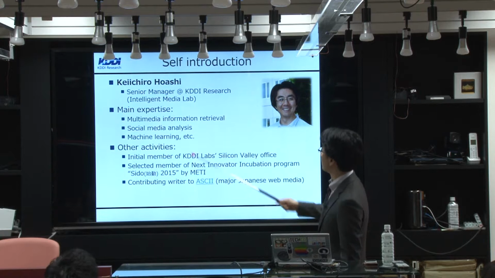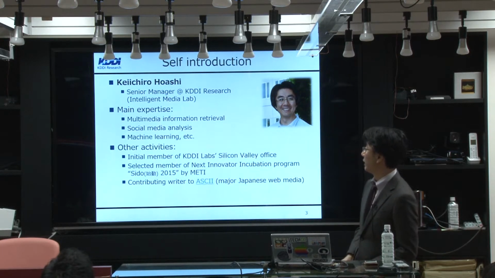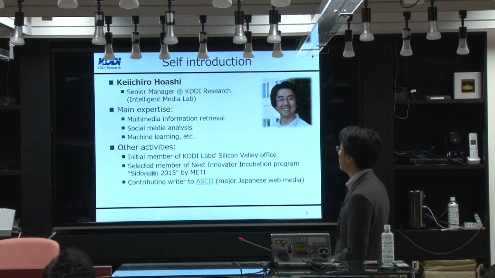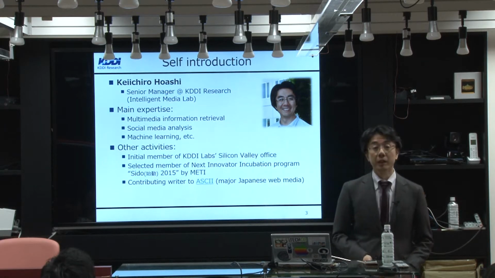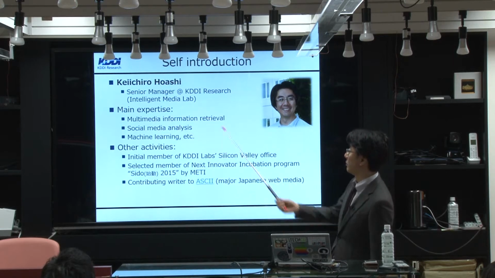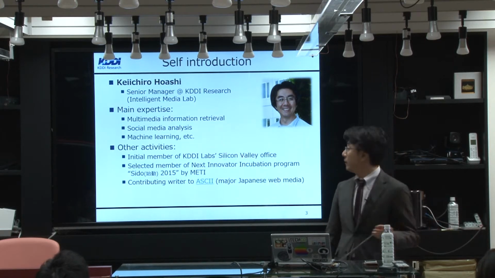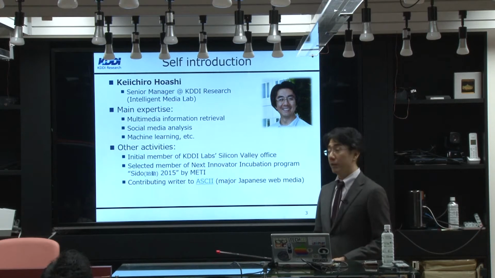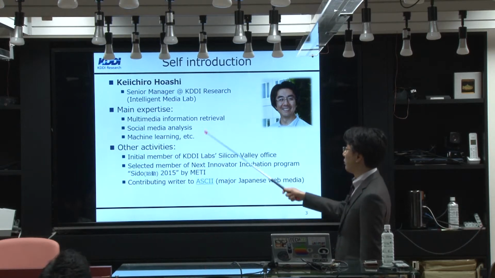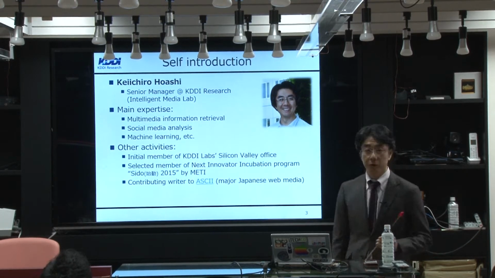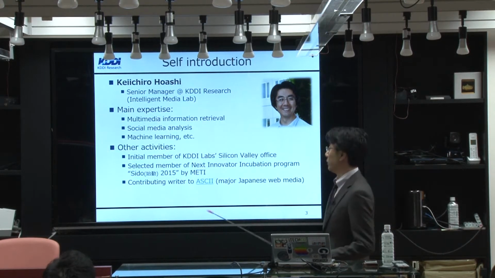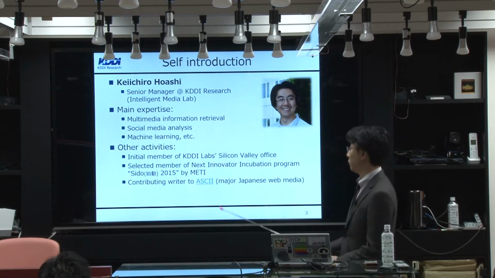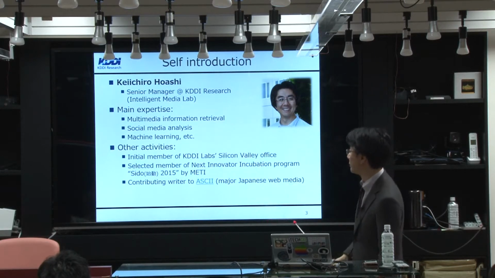So I'd like to start from my self-introduction. My name is Keiichiro Hoashi. It's a pretty unique, hard to read name actually in Japanese. My position at KDDI Research is a senior manager, and I am leading a group called the Intelligent Media Lab. And my main expertise are in various areas. I think the core of the work I've been doing is basically machine learning. And the applications I've been working on using that technology are multimedia information retrieval analysis, and also social media analysis. I will briefly explain about these in the following slides.